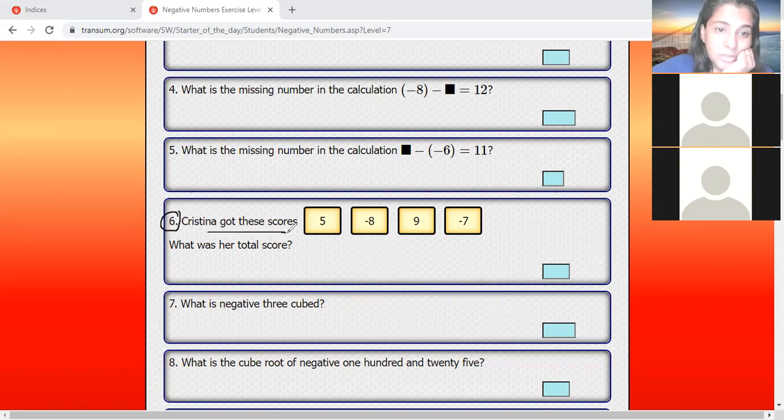Okay, Christina got these scores. What is her total score? What do you do when you want to find total? Add. So that's what you're going to do, you're just going to add all these numbers. Now you have done addition of positive and negative numbers. What is your problem? 5 plus negative 8. What will happen to your answer? You will be in the negative.